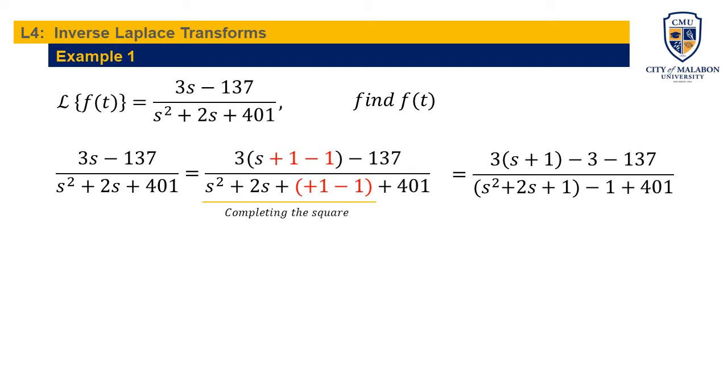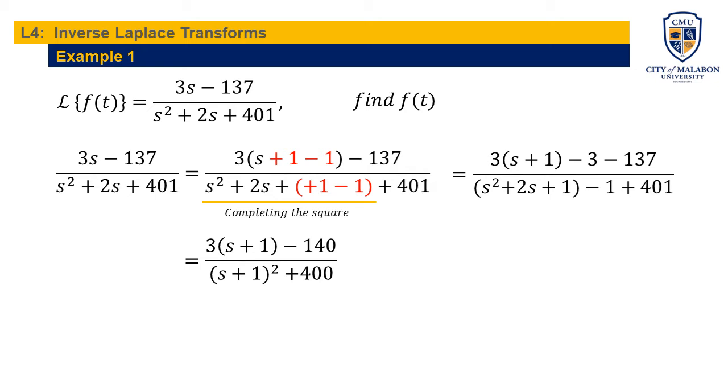So, sa numerator, we have this value na naiwan, minus 3 minus 137. So, mangyayari dyan, maging minus 140. Sa denominator naman, we are completing the square. So, we now have s squared plus 2s plus 1. And then, yung minus 1 natin yung sasama sa 401. So, mangyayari dyan, magiging 400. Okay, so, the answer for the completing the square is now 3 times s plus 1 minus 140 all over s plus 1 squared plus 400.